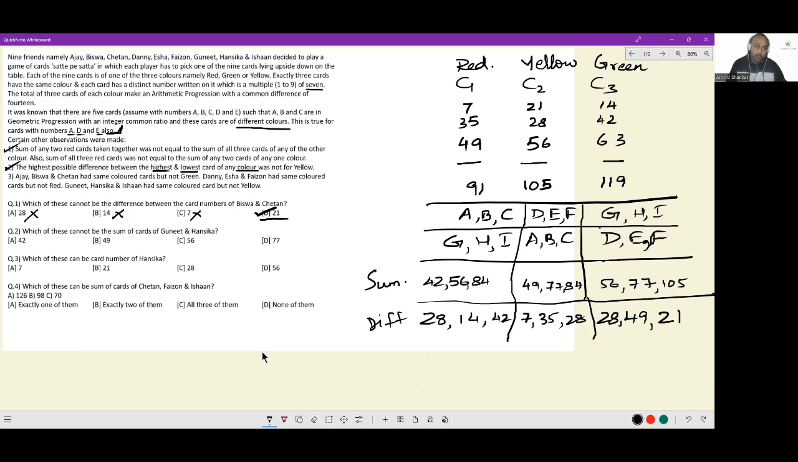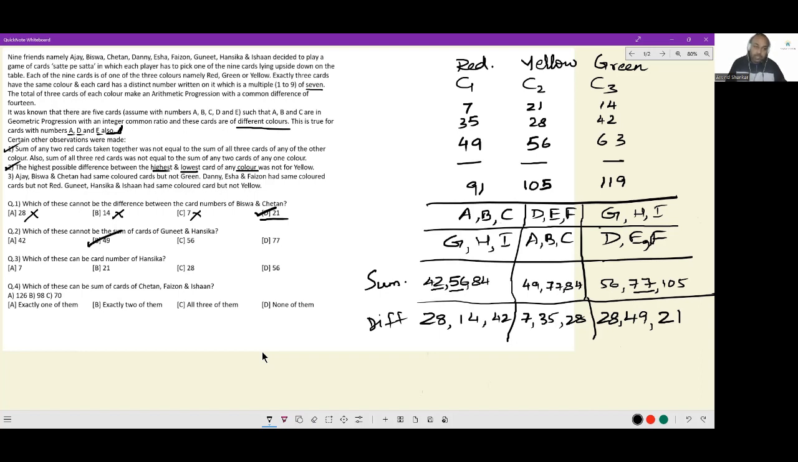Question 2. Which of the following cannot be the sum of cards of Guneet and Hansika? Guneet and Hansika, can they be 42? Yes. Can they be 56? Yes. Can they be 77? Yes. But they can never be 49. 49 is a sum only obtained for yellow cards, and Guneet and Hansika were never yellow. So the answer is option B.